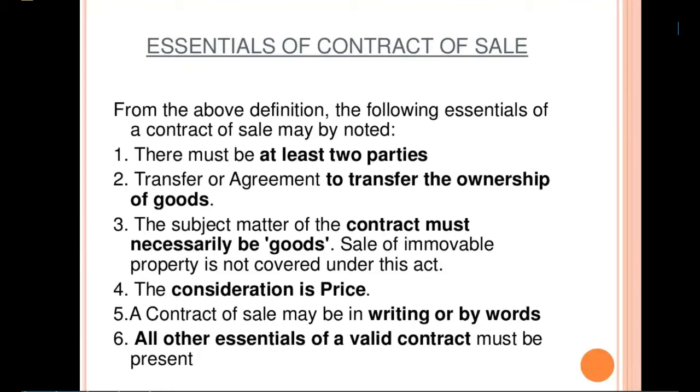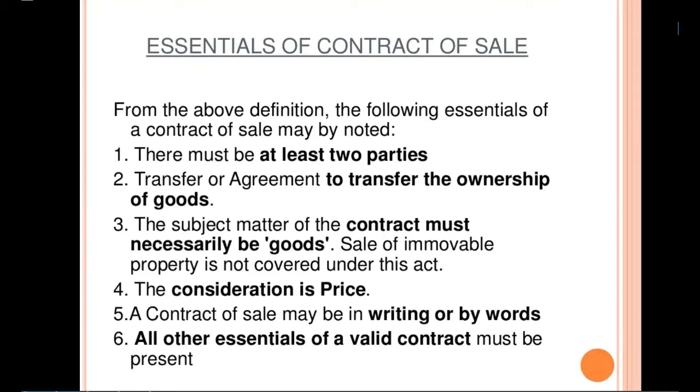Essentials of contract of sale. From the above definition, the following essentials of a contract of sale may be noted. There must be at least two parties. In the first unit, in the first session, we have learned about agreements and the Contract Act. For making any contract, there should be a minimum of two parties. There should be a transfer or an agreement to transfer the ownership of goods. If I'm selling a TV unit to you, that means I'm transferring the ownership of the good to you, and against the good I will take the price.